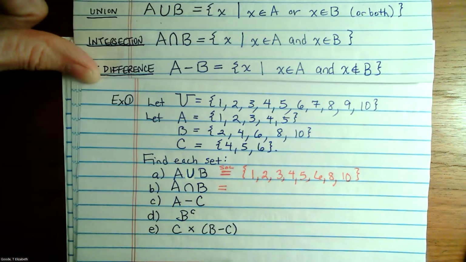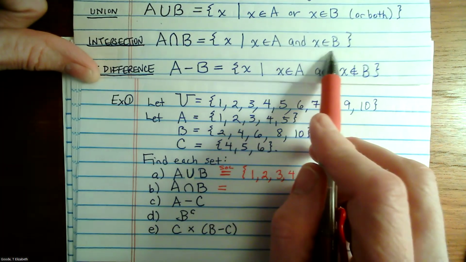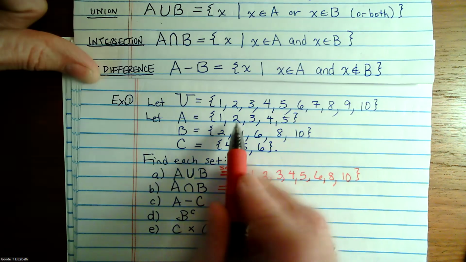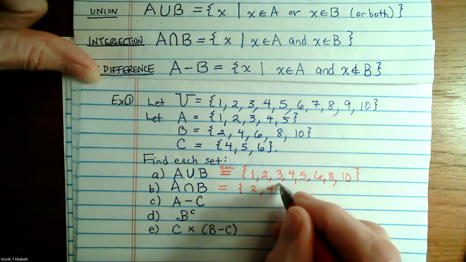What about A intersect B? It's the AND operator, everything that's in A and in B. 2 and 4. Yep. The only elements that appear in both A and B are the elements 2 and 4.